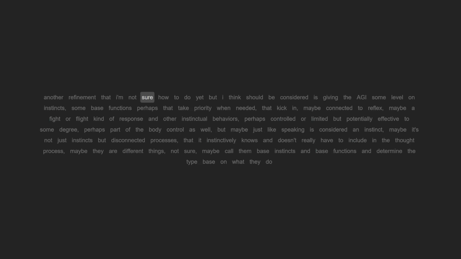Another refinement that I'm not sure how to do yet but I think should be considered is giving the AGI some level of instincts, some base functions perhaps that take priority when needed, that kick in, maybe connected to reflex, maybe a fight or flight kind of response, and other instinctual behaviors, perhaps controlled or limited. Perhaps part of the body control as well, but maybe just like speaking is considered an instinct, maybe it's not just instincts but disconnected processes that it instinctively knows and doesn't really have to include in the thought process. Maybe call them base instincts and base functions and determine the type based on what they do.